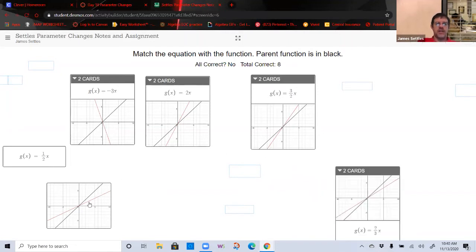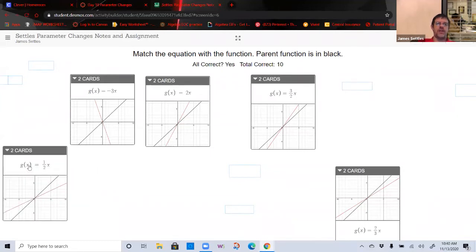And it says now I got total 8 correct. And then this is the only one that's left. If I did it all correct, it'll say all correct, yes. Total correct, 10.